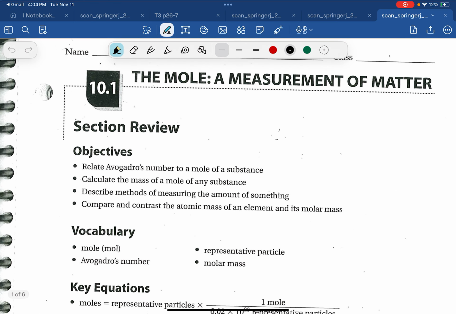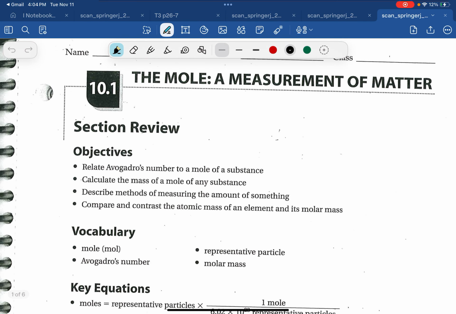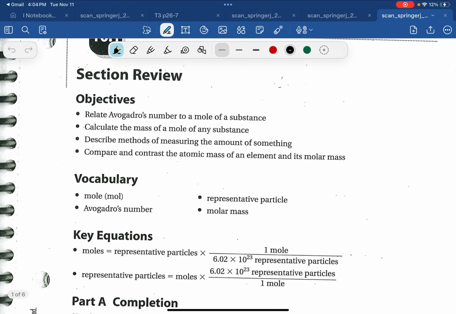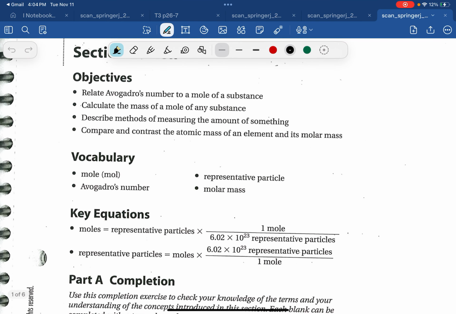So this is 10.1, the mole, a measurement of matter. We're relating Avogadro's number to a mole of a substance, calculating the mass of a mole of any substance, describing methods for measuring the amount of something, and comparing and contrasting atomic mass of an element and its molar mass.